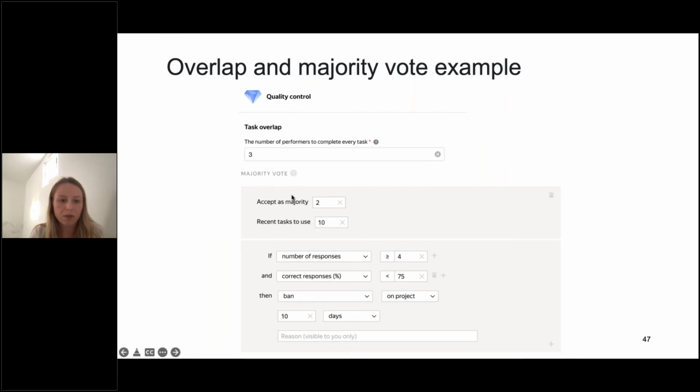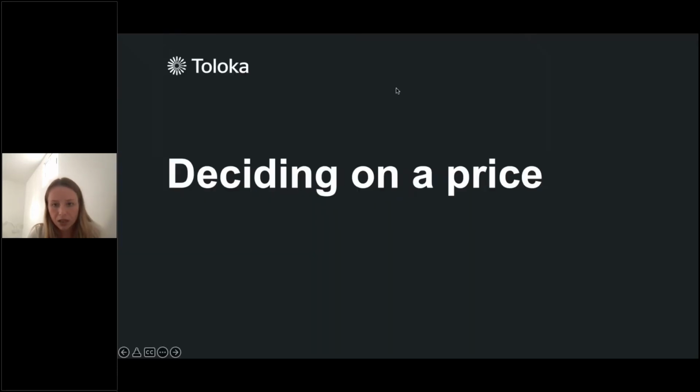This is the second screenshot from Toloka. We set an overlap to 3, so 3 people will be performing the same task. We accept majority as 2 people out of those 3. And if somehow the responses of a person disagree with the responses of other people more than 25%, we would ban him on the project again. So this is again to give you an example of a setup.